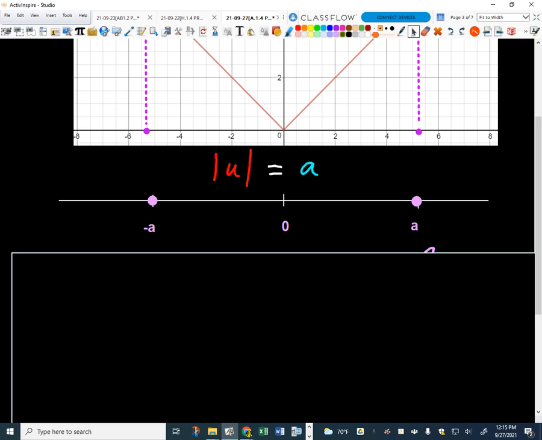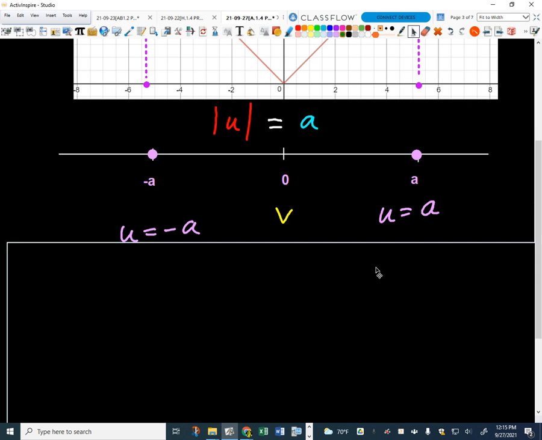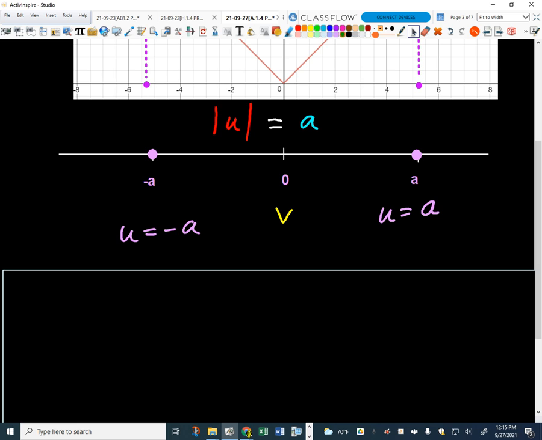So here's our pattern. It's really simple. The pattern is, if we have the absolute value of something, call it u, is equal to some number a, then the solutions are always either u equals -a, or, that's our fancy math symbol for or, u equals +a every time. That's how we solve absolute value equations. So let's try this.